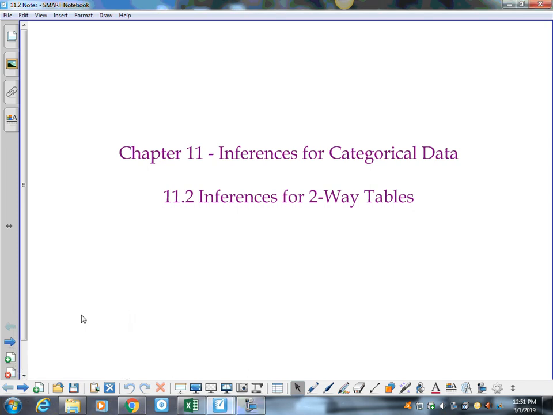Okay, so everything for chi-squared test for goodness of fit was a one-way table. It was one variable. So now we're going to a two-way table where you have two variables, and they're two different types of tests. One we'll do today, and one we'll do next week.